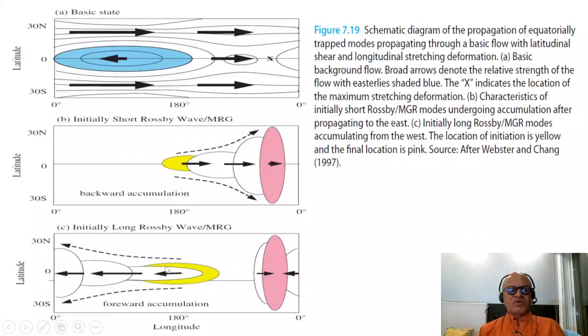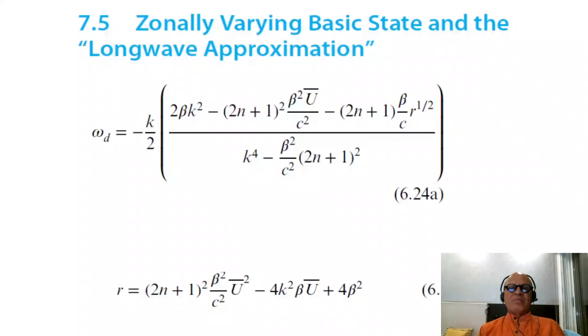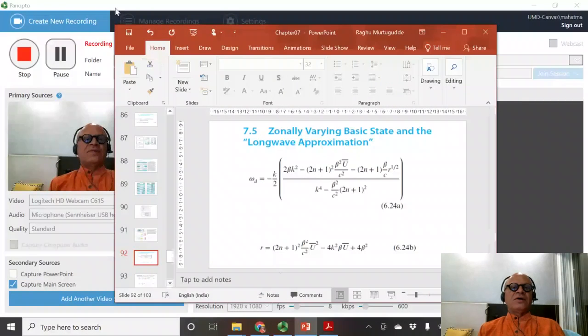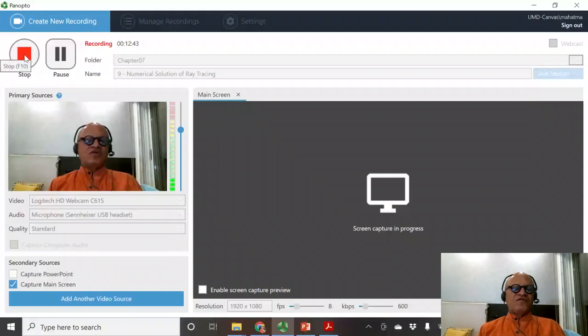And the initially long Rossby waves, which have westward phase speed and westward group velocity, have a forward accumulation, so they come back and then they get trapped here. So this is the backward accumulation. So westward phase speed, eastward group velocity, that's why you call it backward accumulation, whereas this is westward phase speed, westward group velocity, and we call it forward accumulation. So that's going to help us in terms of understanding the dynamics as we go into future chapters. Just understand how the waves are interacting with the varying longitudinal flow, and we'll come back to vertical propagation and vertical trapping in a minute.